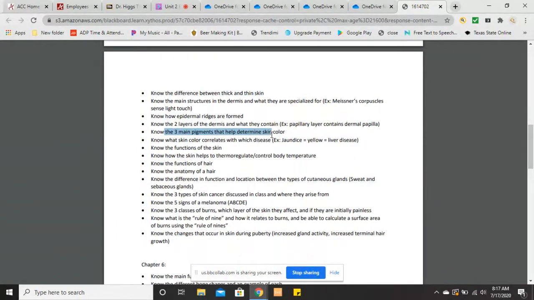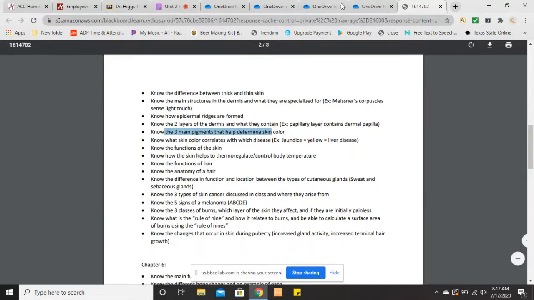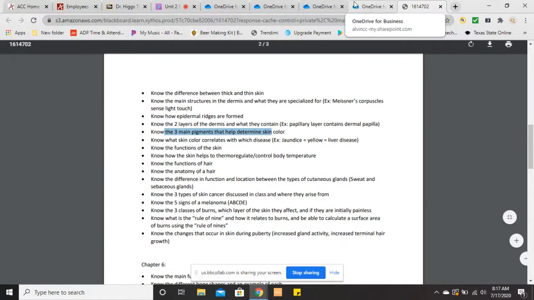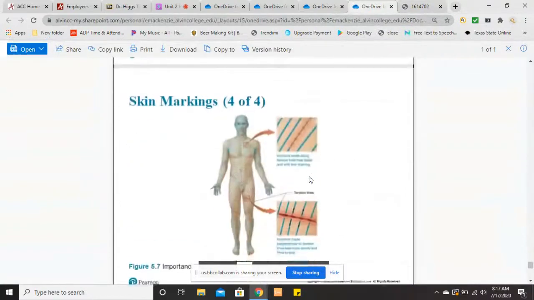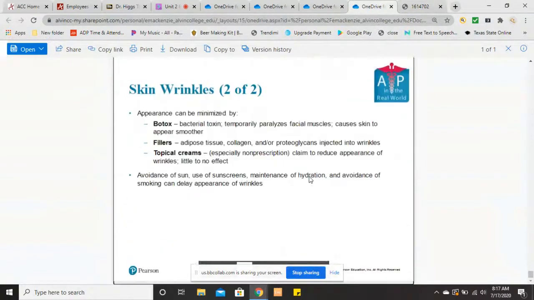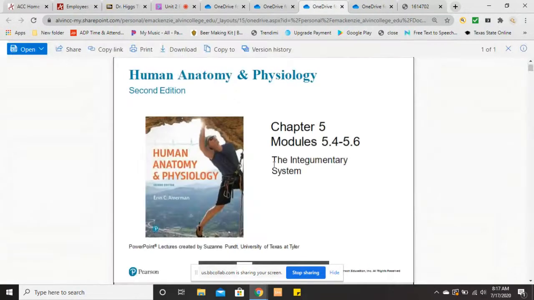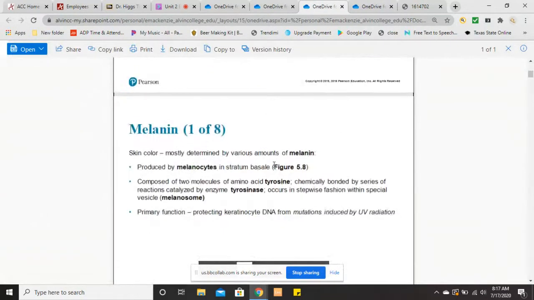Then we look at those three pigments in the skin. You know one, it's melanin, but there's two more. There's melanin, keratin, and hemoglobin. You got to know your three pigments, the color, and what that pigment is doing for your skin. First is melanin. Melanin, we already know, ranges from orangey red to brown black. But what does it do? Why do we have it?